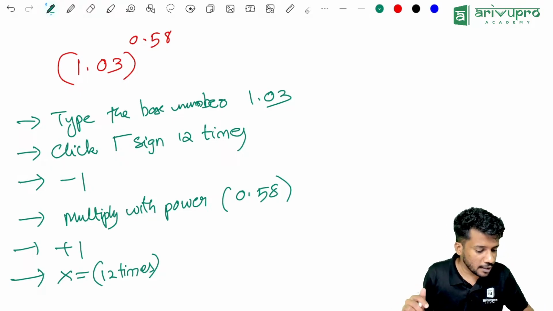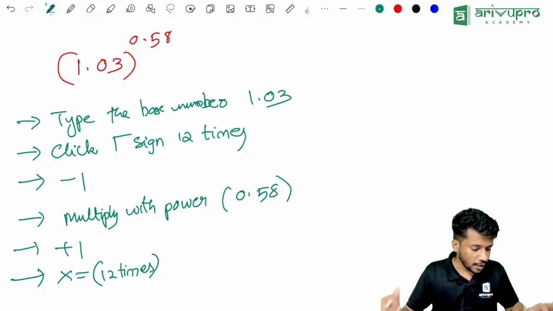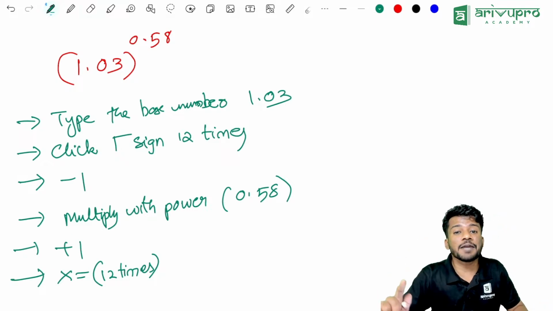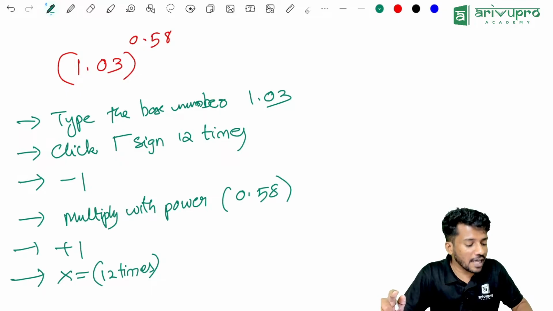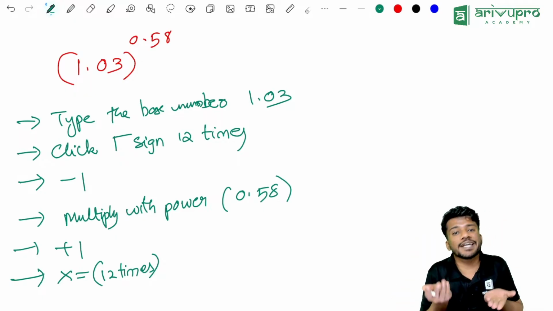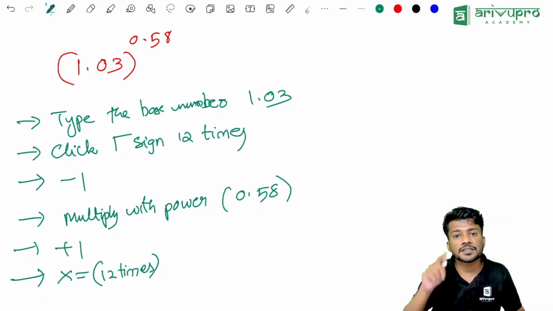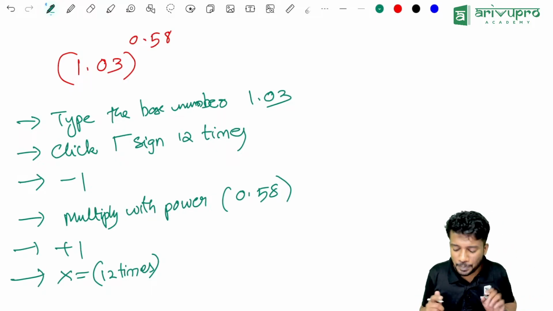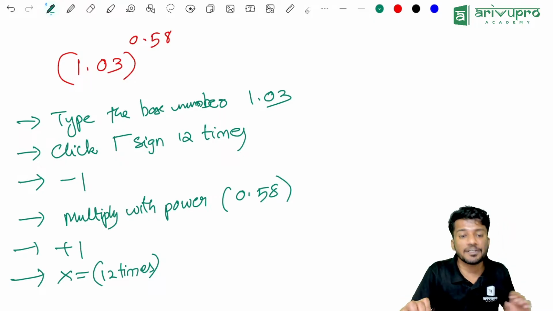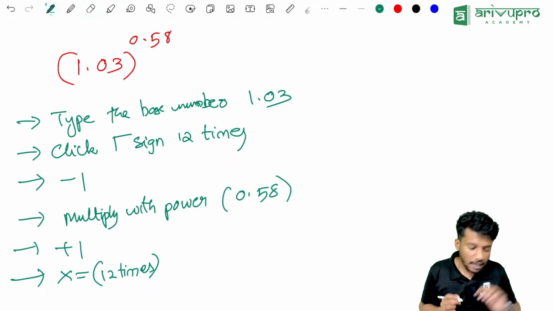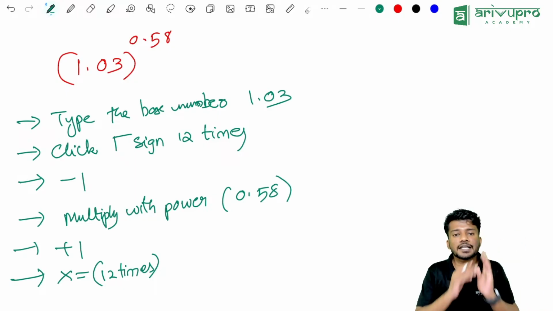How will you do it? Let me take the calculator first. Everyone type 1.03, then click the root sign 12 times. That means 1, 2, 3, 4, 5, 6, 7, 8, 9, 10, 11, 12 times you click the root sign. Now we are going to reduce minus 1 from it. Then next step is multiply it with the power, 0.58. Then plus 1. That is the last step.